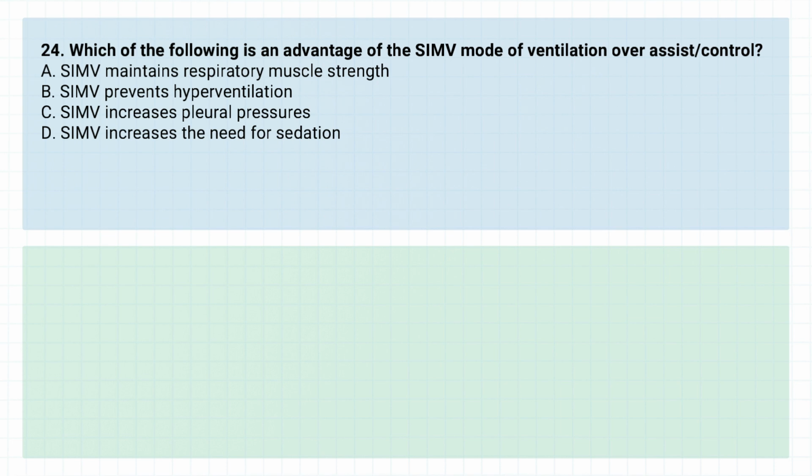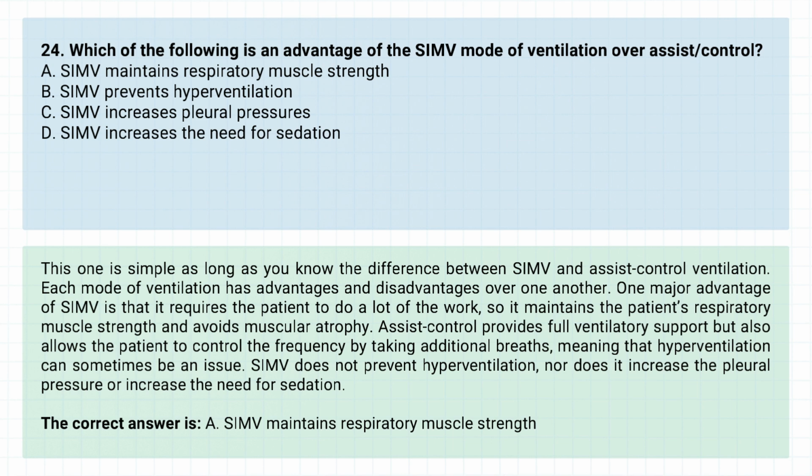Number 24. Which of the following is an advantage of the SIMV mode of ventilation over assist or control? A. SIMV maintains respiratory muscle strength. B. SIMV prevents hyperventilation. C. SIMV increases pleural pressures. D. SIMV increases the need for sedation. The correct answer is A. SIMV maintains respiratory muscle strength.